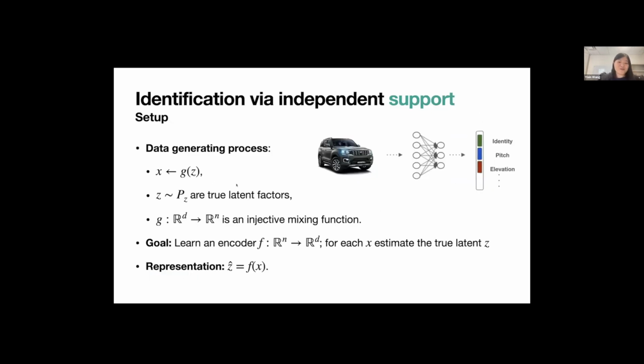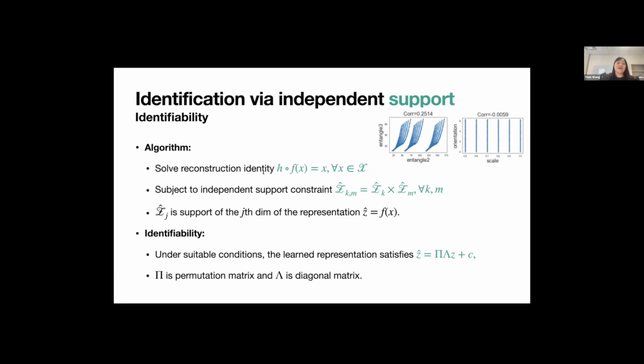So just formally writing it down, the whole setup is the same as Johnny's talk. If we have a decoder, we want to have an encoder and a representation, and we need to solve a reconstruction identity to make sure that autoencoding really recovers the truth. We further impose an independent support constraint on the latent variables, where their support is output by the encoding function. Then we can show that the learned latent variables coincide with the true ones up to permutation, scaling, and shifting.